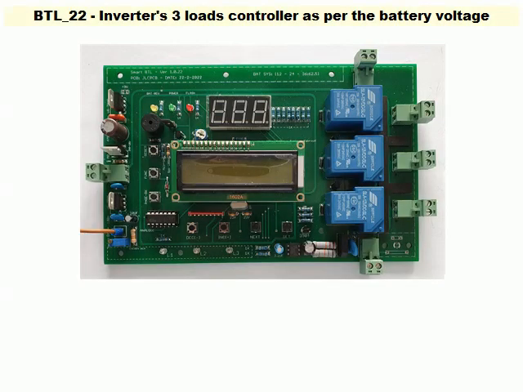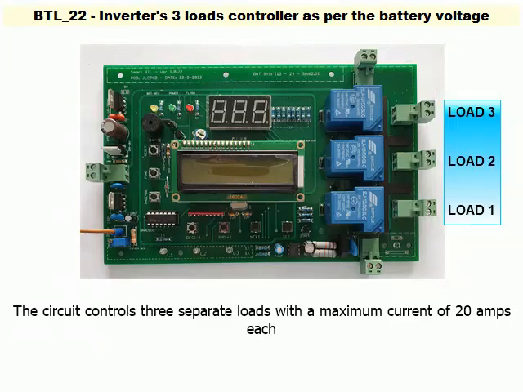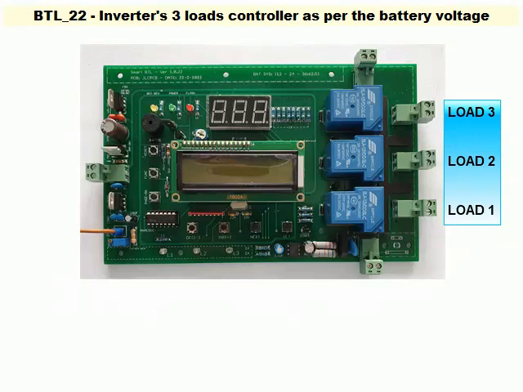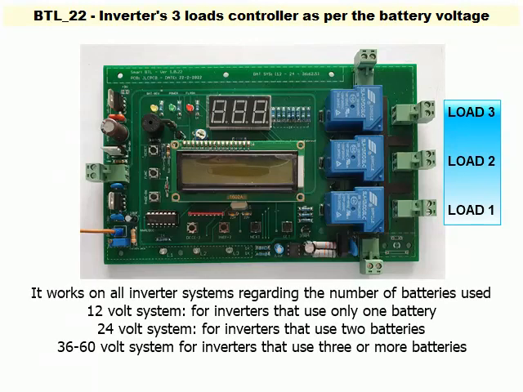BTL22 is an electronic circuit designed to control the inverter loads according to the battery voltage. The circuit controls 3 separate loads with a maximum current of 20 amps each. It works on all inverter systems regardless of the number of batteries used.